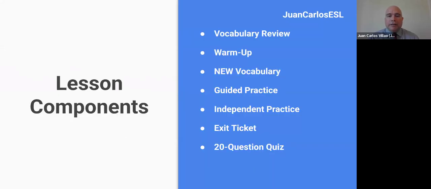So, lesson components. We have vocabulary review. From the previous lesson, lesson 10, we'll be reviewing lesson 10 vocabulary words. Then you have the warm-up, then new vocabulary words, the 30 new vocabulary words that we will be applying in this lesson, followed by the guided practice and independent practice. Then we have an exit ticket at the end of the lesson, and then we have a 20-question quiz. That will be to assess students' understanding of this lesson.